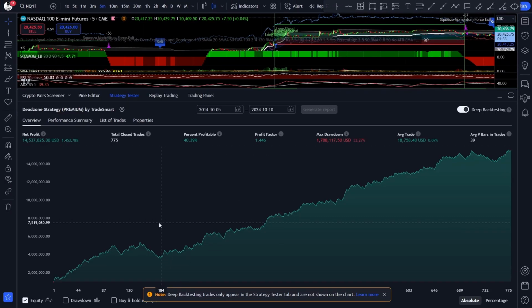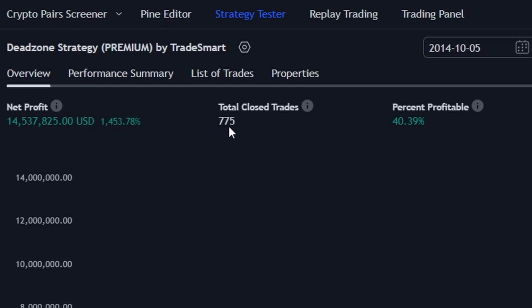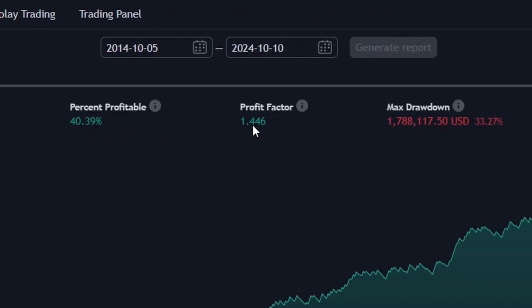And just look at that. As I said earlier, this optimization was made from 2020 till 2024, so on a 4-year time interval, but when I checked how it performs before and after the optimization date, it is also good on the last 10 years overall. During these 10 years, the Simplified strategy took 775 trades, generated 1400% net profit, it had a 40% win rate, a 1.4 profit factor, and a bit high 33% maximum drawdown.